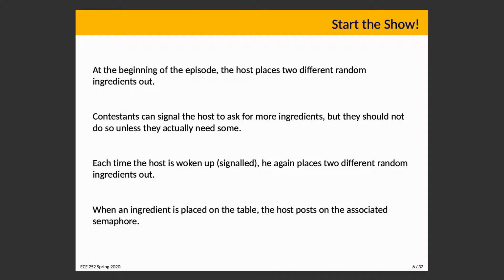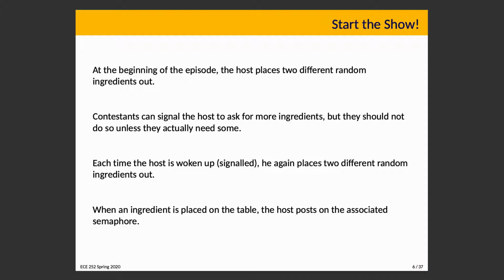Even at this stage, I think we are starting to get a picture of what the layout of our solution looks like. What are the semaphores that we are going to need? We've already established that there's an associated semaphore with each kind of ingredient, so one for sauce, one for dough, one for cheese. And it says every time the host is woken up or signaled, that indicates there's some sort of host semaphore where the host is going to wait, and then when contestants need ingredients, they poke and say, hey, could you put some more things out on the table?